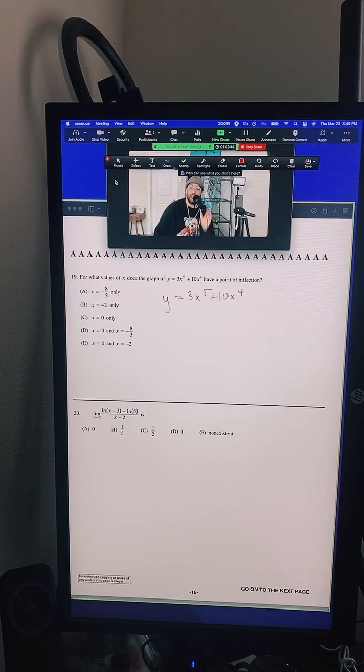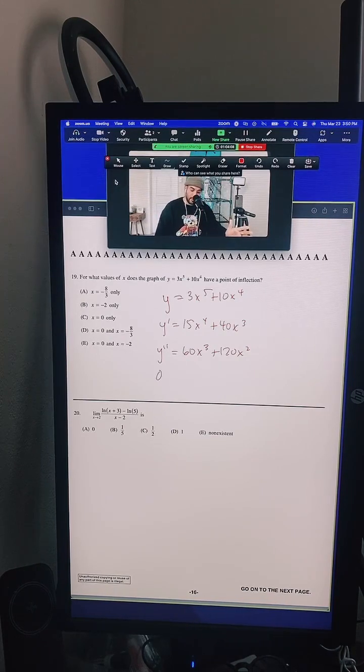So we have to check when the second derivative is 0 or undefined. We're going to take the second derivative. So 15x to the fourth plus 40x cubed. Make sure I'm taking my derivative right. Now my second derivative is going to be 60x to the third plus 120x squared. Hoping that looks good. I'll read the chat to see if I made any mistakes there.